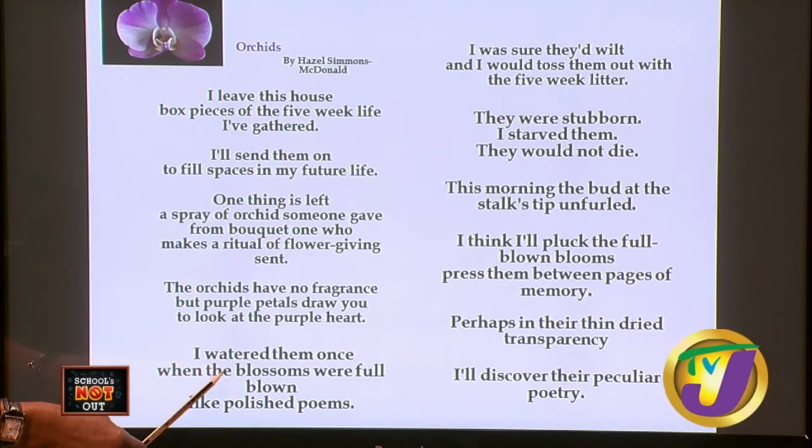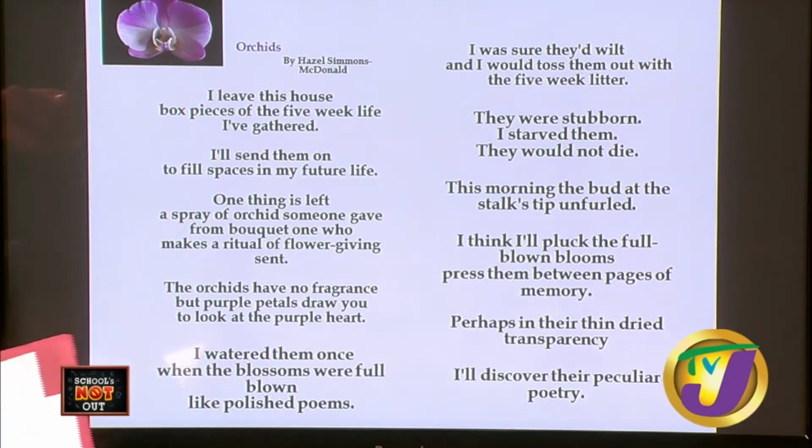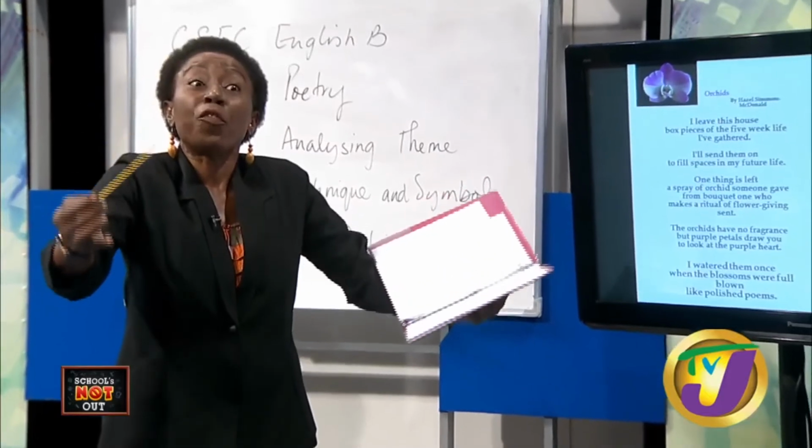Full blown, the orchid was once very fresh and beautiful, like polished poems. It is saying something beautiful. Poetry is something beautiful, and the orchids are a finished work of beauty.